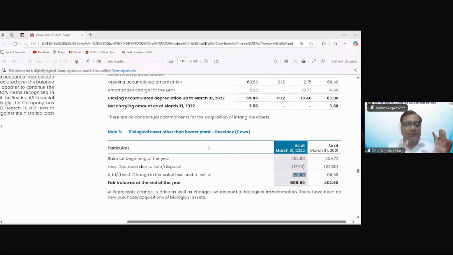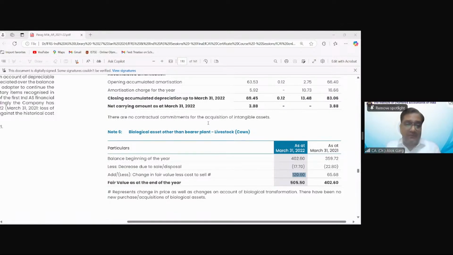And whether it is due to price change or due to physical change, meaning change due to biological transformation, in the question you will get two kinds of change: price change and physical change. Physical change means biological transformation. While the impact is the same, it has to go to other income. The fair value changes you need to take.